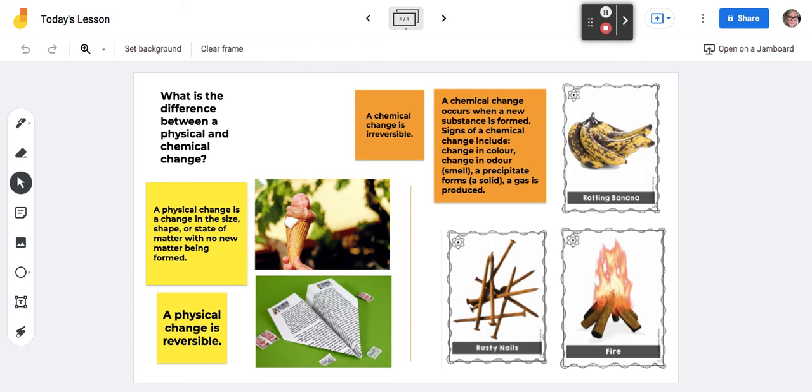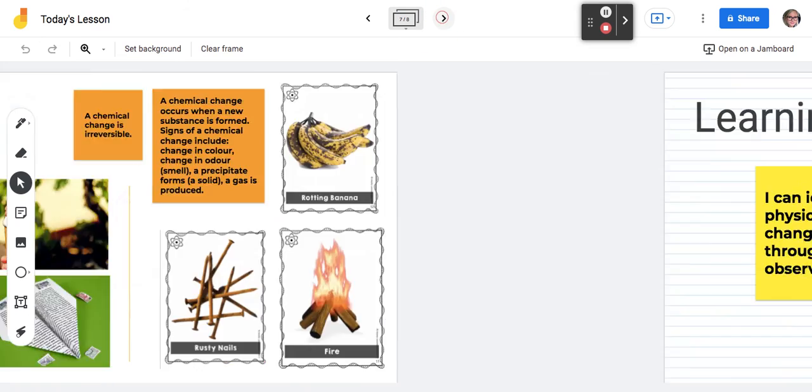Or when a precipitate is formed, which is a type of solid, we'll talk more about that later, or when a gas is produced, like when wood burns and the fire goes up into the air and seems to disappear, but it's really in a gas state.